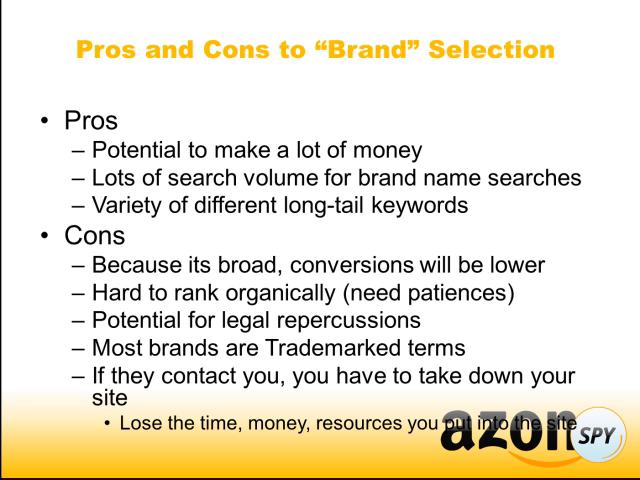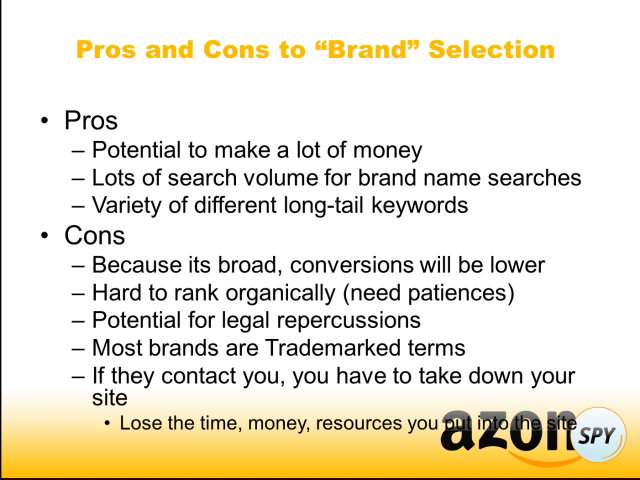There's a lot more search volume for the brand name, and then there's a variety of long tail keywords that you can go after. If you're going after Canon cameras as your primary keyword, then you can still create lots of content around all of the different Canon cameras that are available. You can go after the SLR cameras and the point and shoot cameras and the camera lenses and all that kind of stuff. The cons are, because it's broad, the conversions are going to be a lot lower.